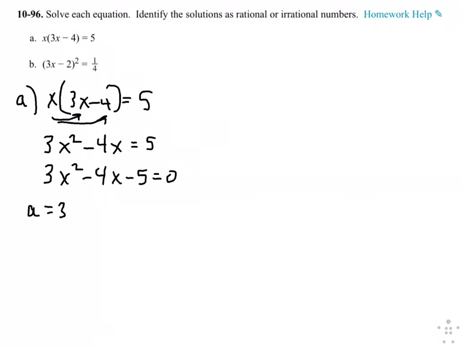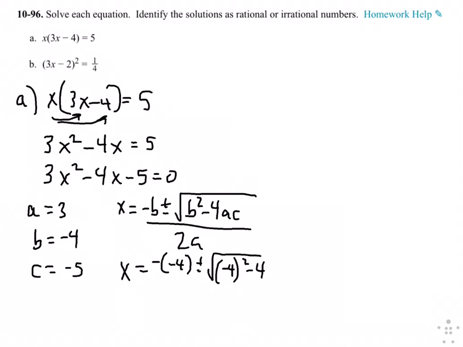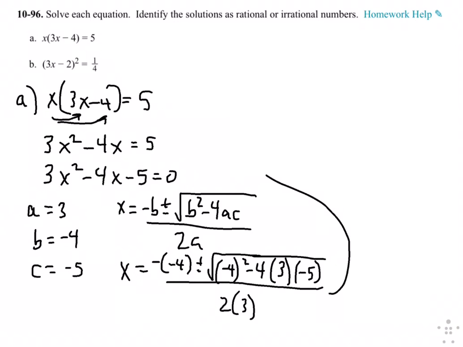So I have a equals 3, b equals negative 4, c equals negative 5. So x equals negative b plus or minus the square root of b squared minus 4ac, all over 2a. Whoops, that's not over here, right? Okay. And I get x equals negative negative 4 plus or minus the square root of negative 4 squared minus 4 times 3 times negative 5, all over 2 times 3.